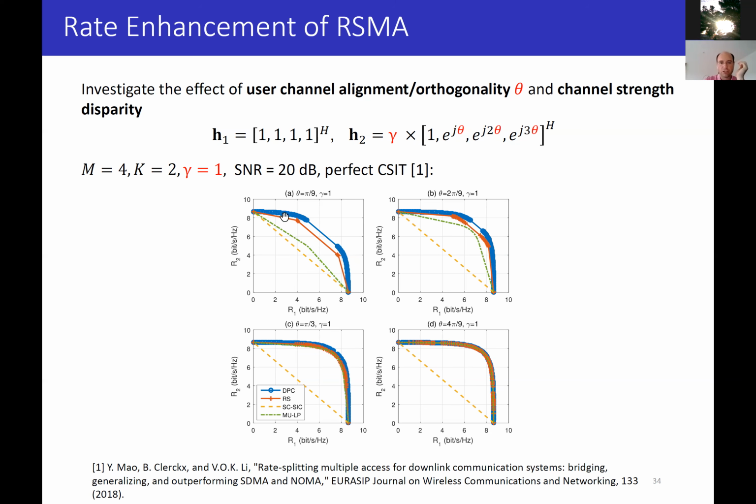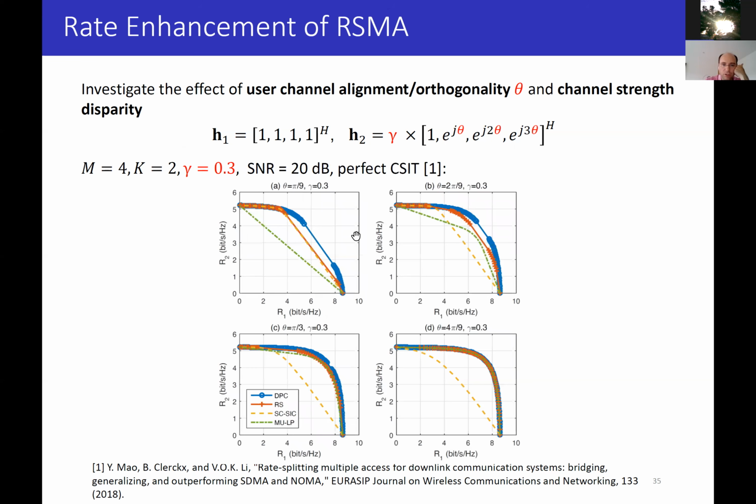So here the channels are relatively aligned with each other. Here the channels are orthogonal to each other. And so what you see here is actually rate splitting comes very close to DPC, despite the fact that it's only based on one SIC and linear precoding, and would always outperform SDMA and NOMA.